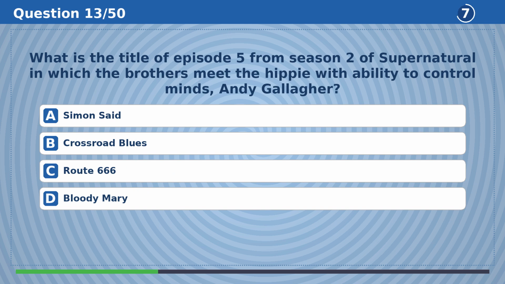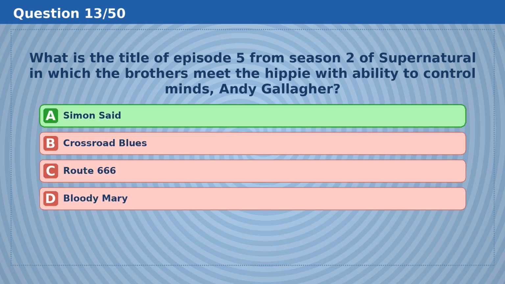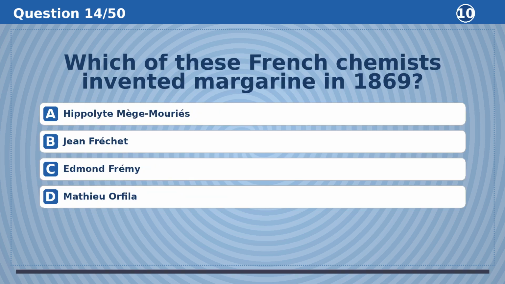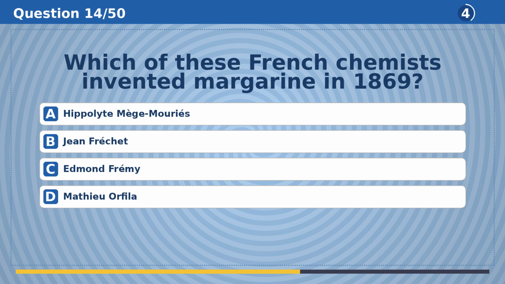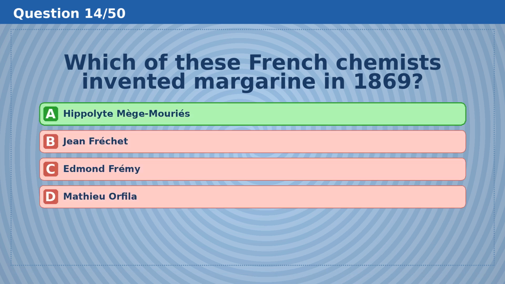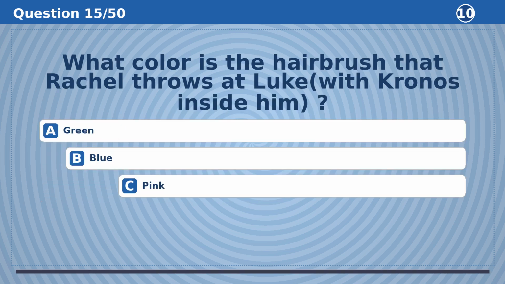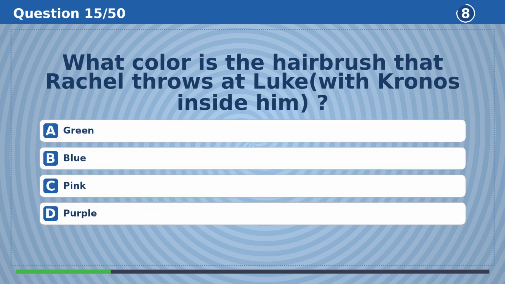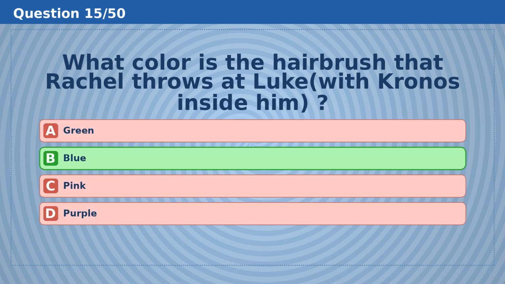What is the title of Episode 5 from Season 2 of Supernatural in which the brothers meet the hippie with ability to control minds, Andy Gallagher? The answer is A, Simon Said. Which of these French chemists invented margarine in 1869? The answer is A, Hippolyte Mege-Moriez. What color is the hairbrush that Rachel throws at Luke with Kronos inside him? The answer is B, blue.